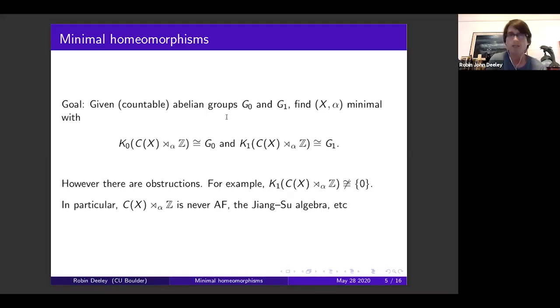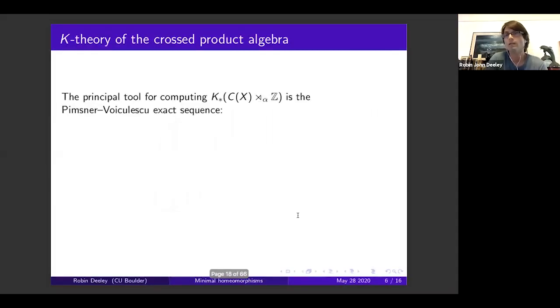I do want to mention here, this is where the orbit breaking comes in. The simple AF algebras, we're going to use orbit breaking on Cantor minimal systems. For the Jiang-Su algebra, there's a construction of this as an orbit breaking subalgebra that's in one of our papers. So this is where we need that flexibility. All right, so we're going to plow on. We're going to say there are some obstructions, but we're going to still try to address this question modulo these obstructions.